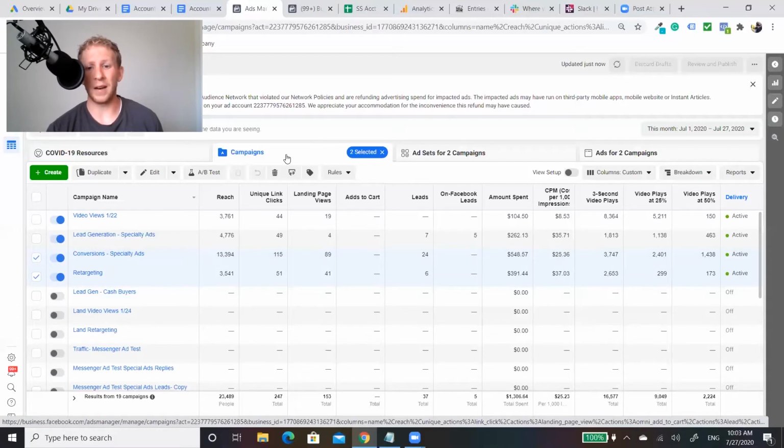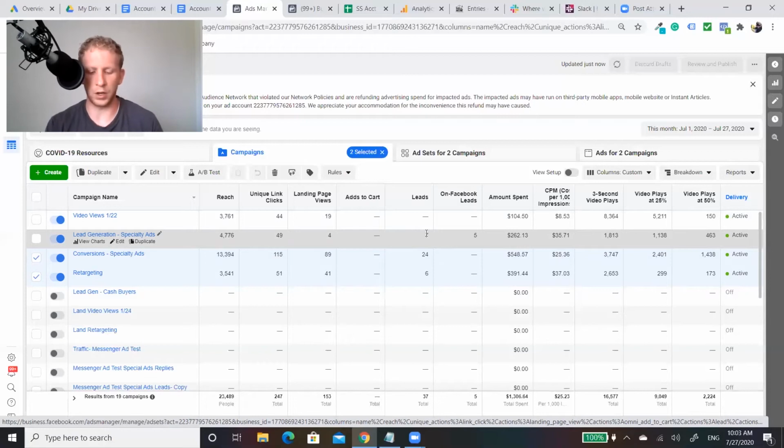Out of our leads, we have 37 leads out of 153 landing page views. What we understand from that is that we do have quite a few people who drive to our website and actually become leads. So we're going to look at just the website lead portion, which puts us at 32. The reason is that we have to minus the 5 Facebook leads, the 5 from the 7, because we need just the people who converted on our optimized event on our website.